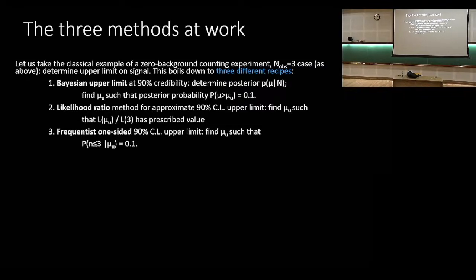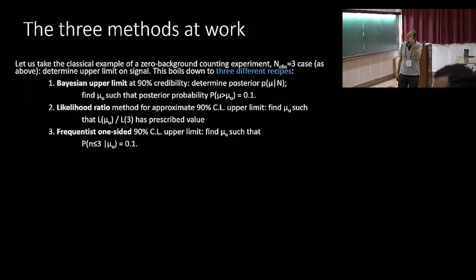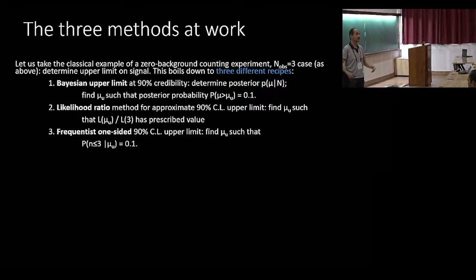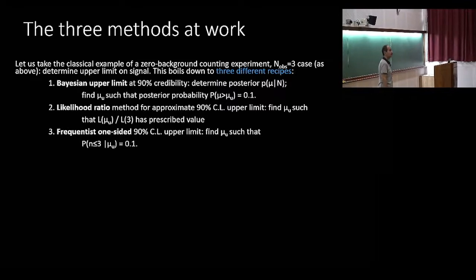I apologize I didn't put these slides online yet because I had to work on them yesterday evening and this morning. So we left yesterday by showing three different methods for deriving confidence intervals, and they are the frequentist Neyman construction, the Bayesian method, and the likelihood ratio method. And so let's take it from there.